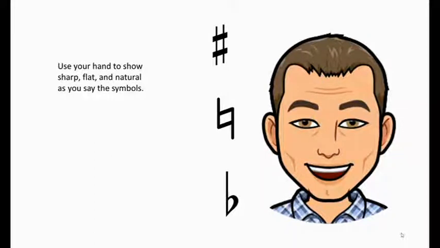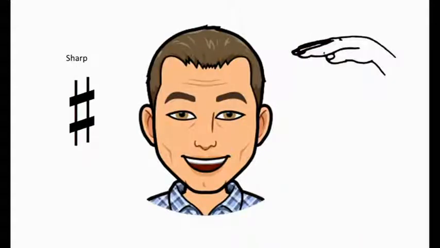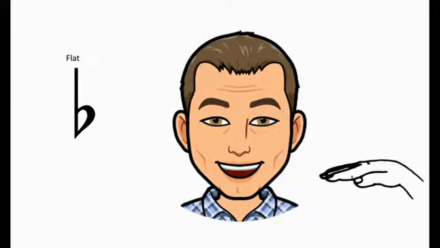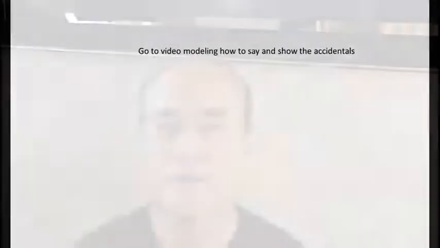All right, for this next activity, as you watch the video, you're going to use your hand to show sharp, flat, and natural. Now, here's what we're going to do. If you see sharp, I want you to say sharp and then put your hand toward the top of your head. If you see the natural sign, say natural and put your hand about even with your ear or nose. And then, of course, flat, say flat and put your hand down by your chin. Let me demonstrate.